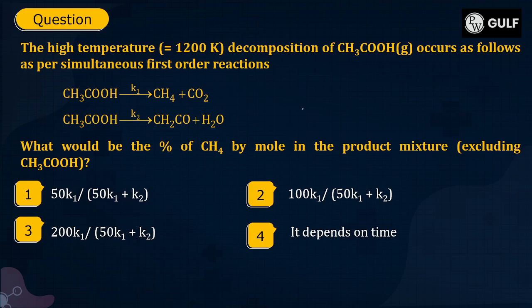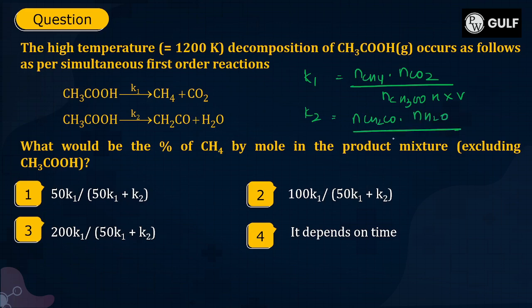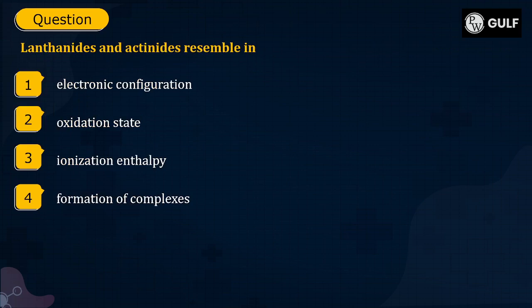The high temperature. How do I do this? This is very simple. You calculate K1, which comes out to be nCH4 into nCO2 divided by nCH3COOH into V. Then you take K2, okay, nCH2CO into nH2O divided by nCH3COOH into V. Now K1 by K2 is going to give you the answer. When you apply this, beta, obviously option 2 is the answer for this one. Moving on to the next question.